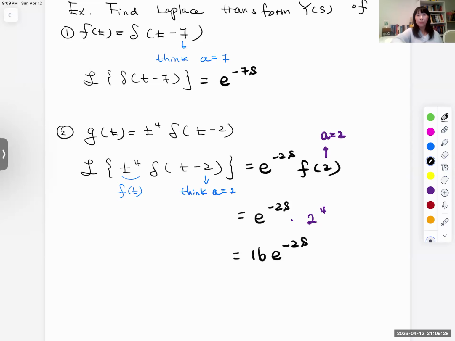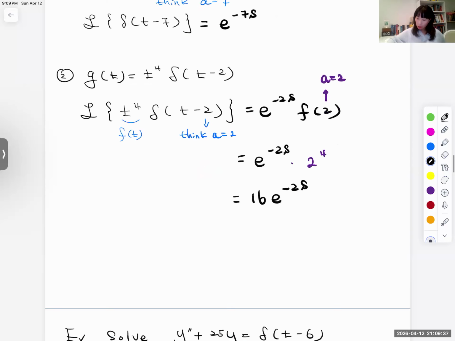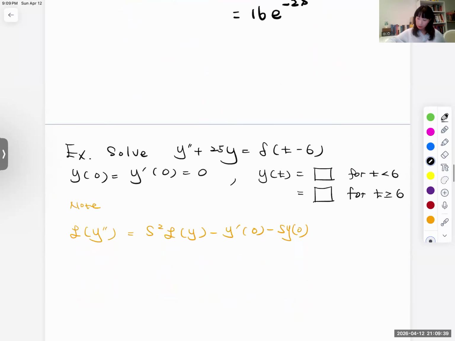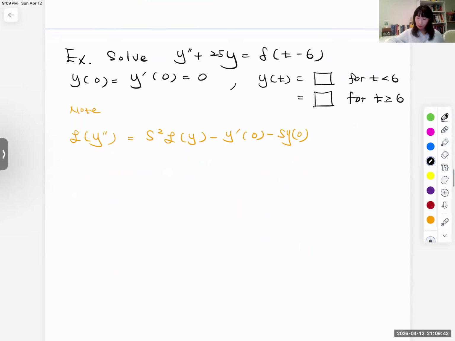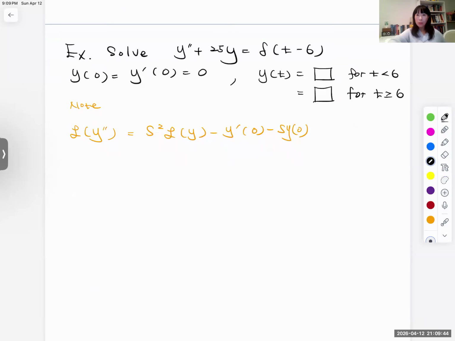Make sense? Okay. All right, so let us continue with this question. Am I recording? Yes. All right, let us solve. We have an initial value problem there. We want to answer y of t with two cases.